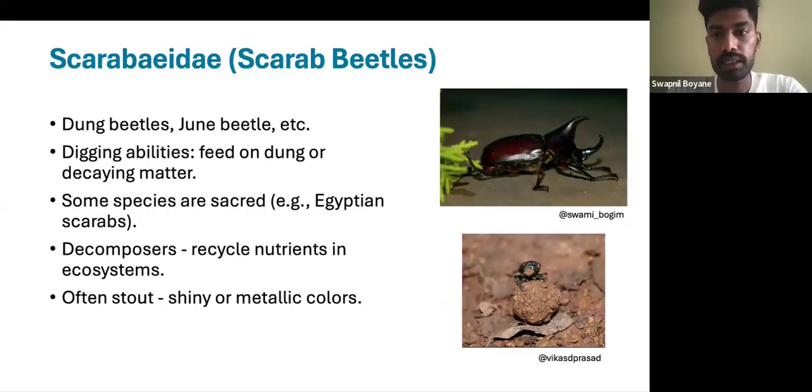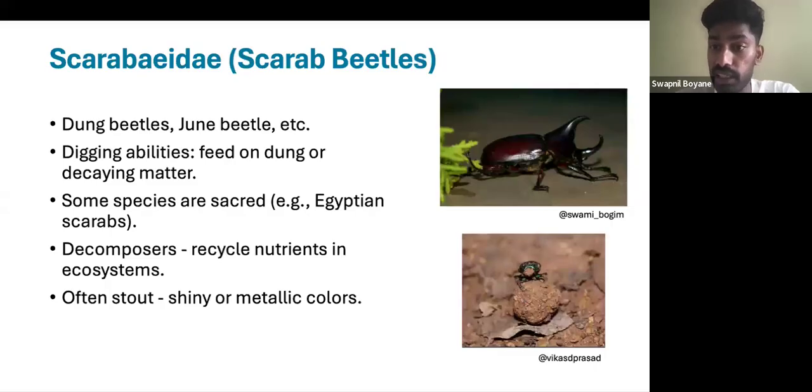First one is Scarabaeidae. Common examples are dung beetles or June beetles, and they are known for their digging abilities. As I mentioned, they feed on dung and decaying matter. In the figure here, the bottom one shows a dung beetle carrying dung to their nest. These beetles are also sacred in a few cultures, like in Egypt, where Scarabaeidae are the symbol of rebirth. When we talk about the ecological role, they are decomposers. They recycle nutrients in the ecosystem, so they play a major role in our biodiversity.